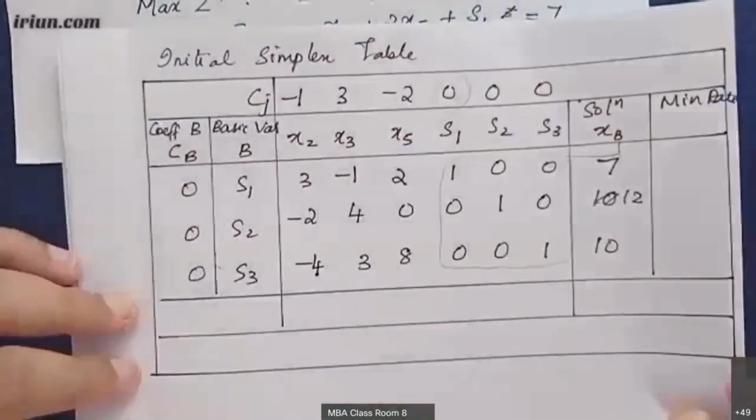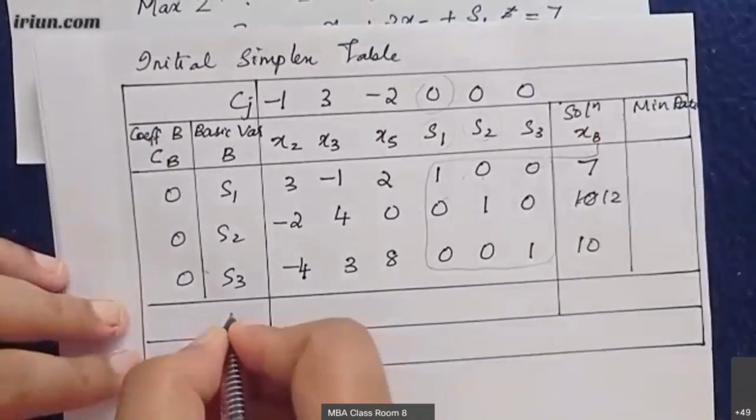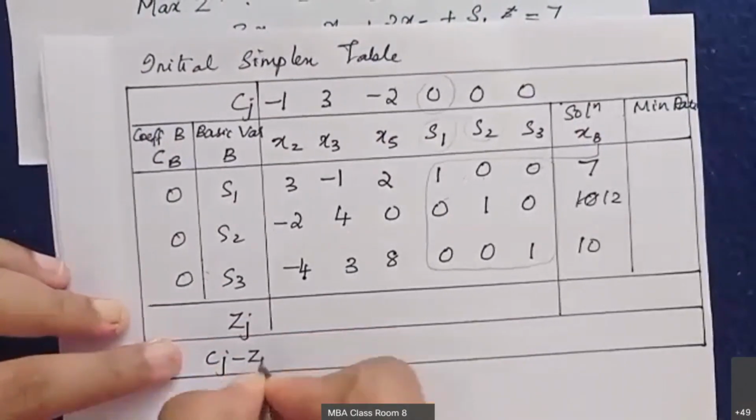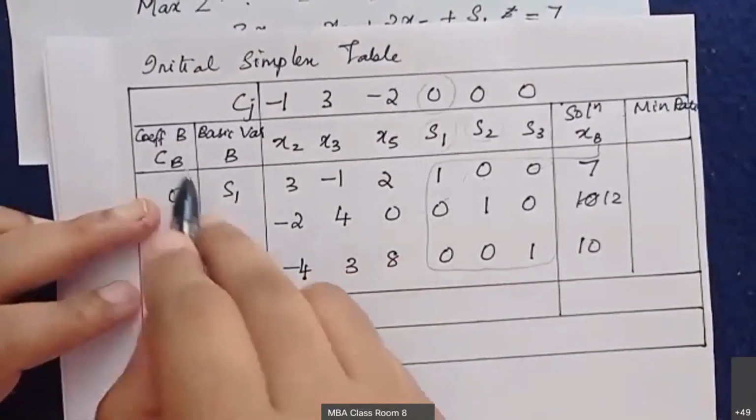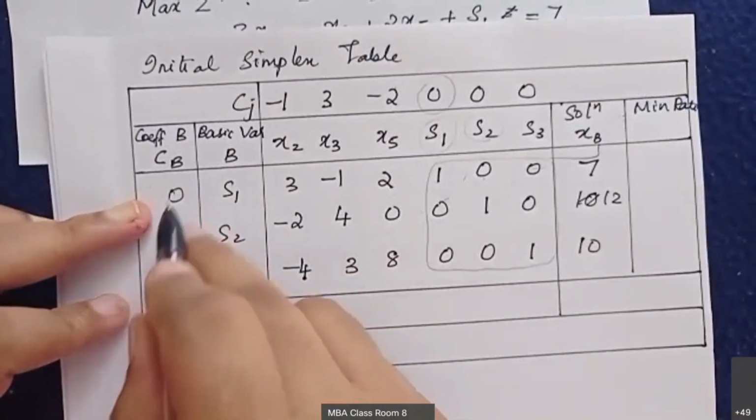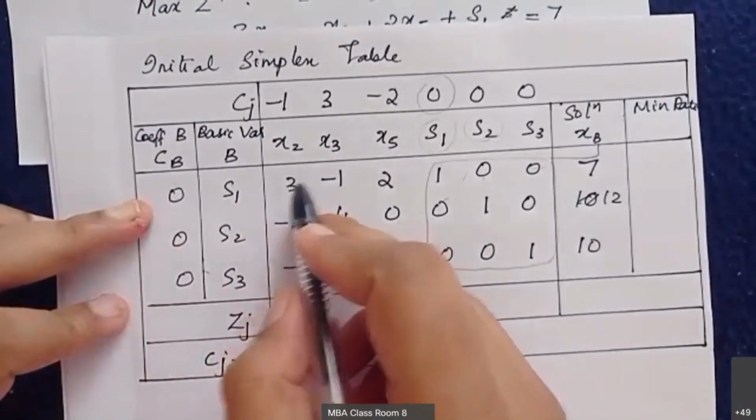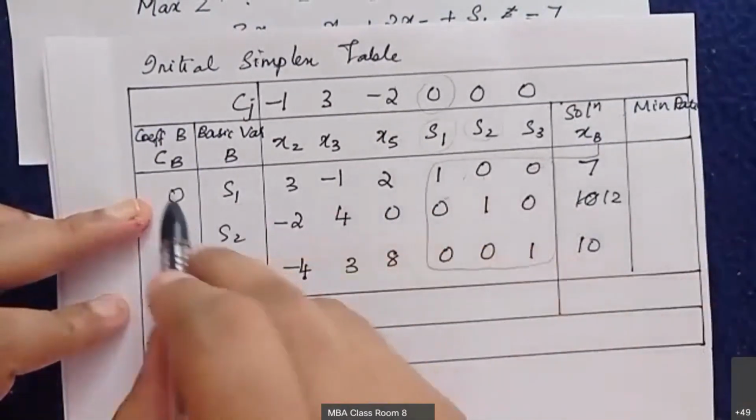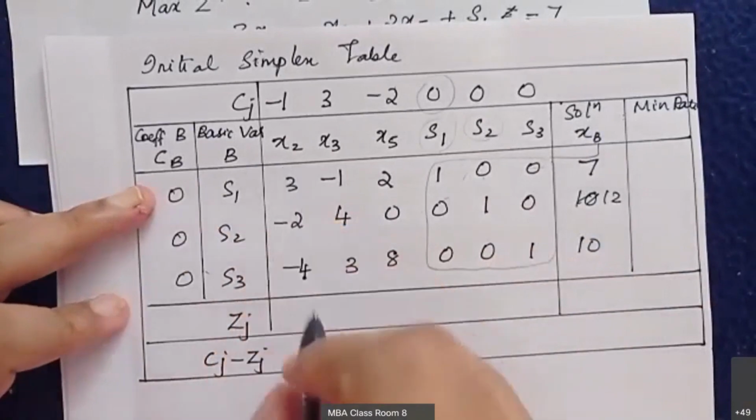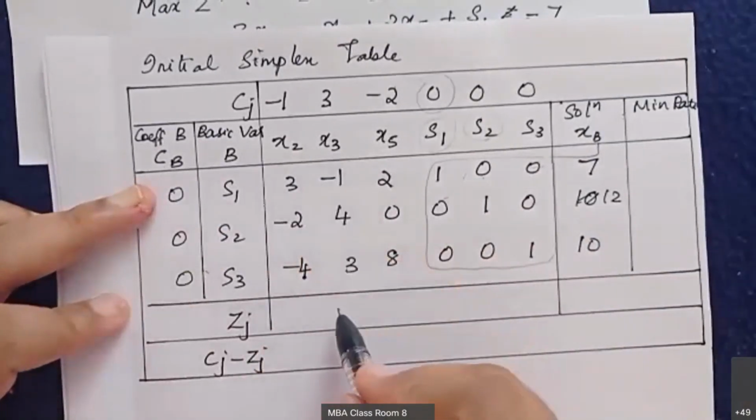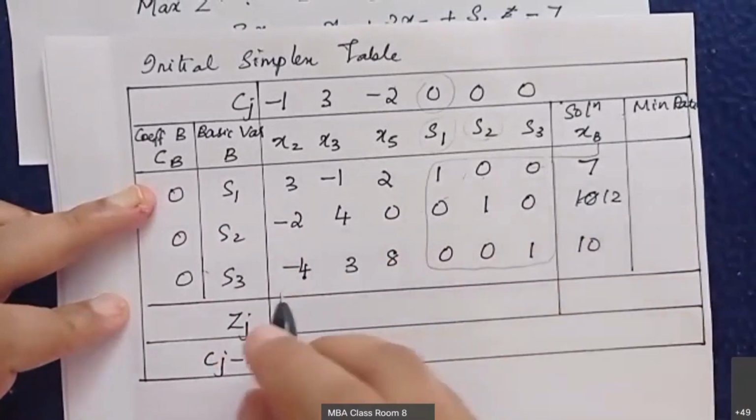Once we have done till this, we will be calculating the value of Zj. After that, we will be calculating Cj minus Zj. Zj, how do you calculate? All the numbers in the CB column, multiplied by each column in this matrix. So CB into x2 will form this number here. CB into x3 will form the number here. So we'll just do that.